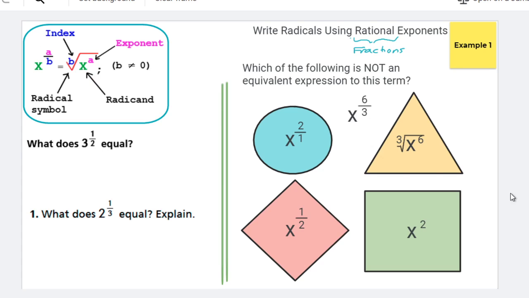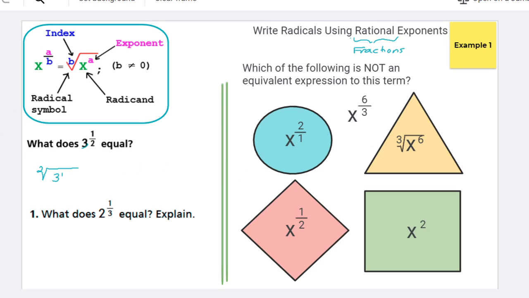So the first question here says, what does 3 to the 1/2 equal? If I'm following this pattern, I have my radical symbol, and the bottom of the fraction turns into my index. So the bottom of the fraction is a 2 here. My base becomes the radicand, so my base here is a 3. And then the number on top of the fraction becomes my exponent.